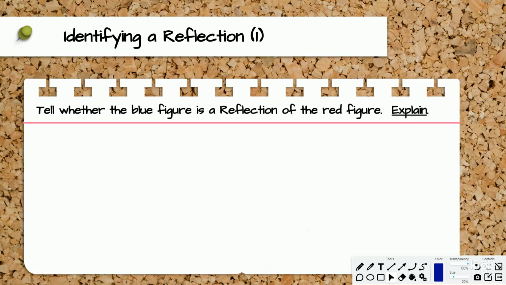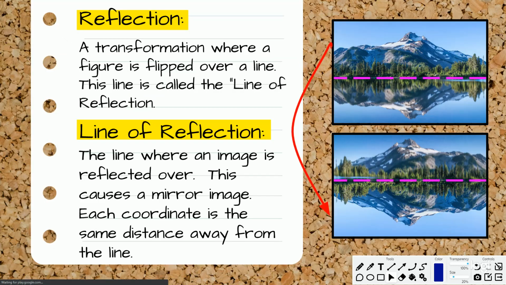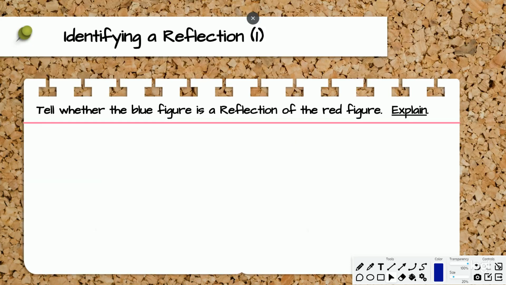So how do we identify a reflection? When we're identifying a reflection, again, we need to make sure that it's creating a mirror image. So on this mountain, the peak is on the top of this picture, but in the reflection, the peak is at the bottom. So we want to look for the same type of characteristics when we're identifying a reflection.